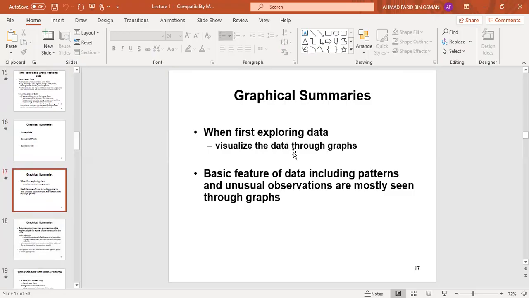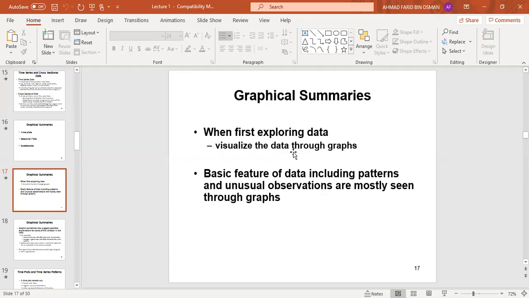When first exploring data, visualizing data through a graph is always useful. Inspect the data first by producing a graph of the series. It helps us understand the behavior of the data so that we can make a better judgment about the best model to use to fit the data and produce forecasts. Basic features of data, including patterns and unusual observations, are mostly seen through a graph.